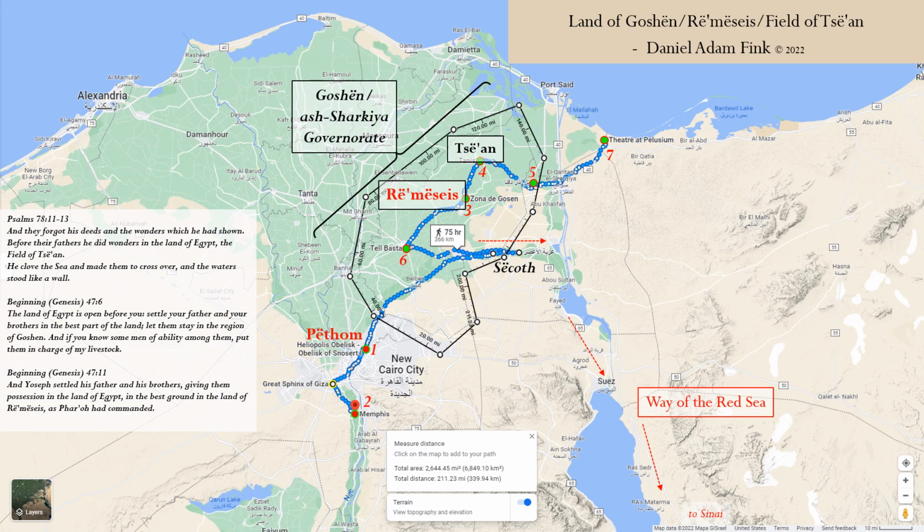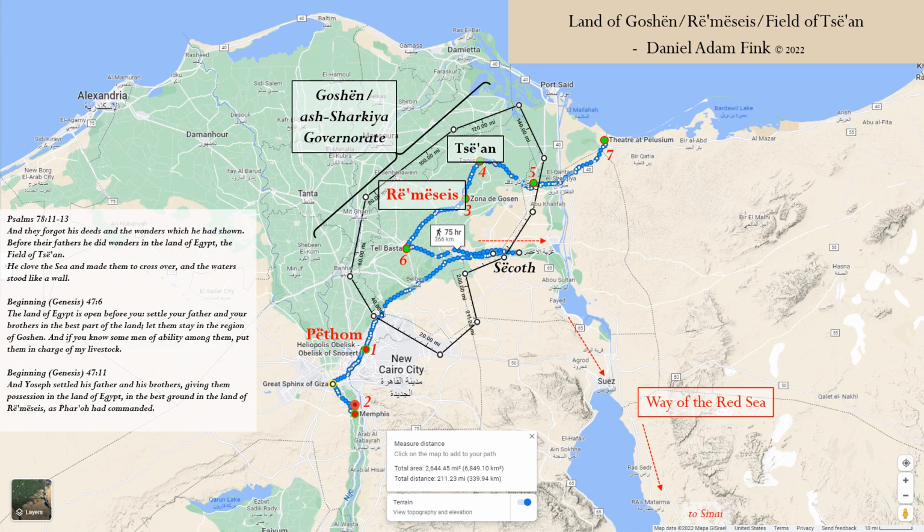the field of Saan. He clove the sea and made them to cross over, and the water stood like a wall. So this is referring directly to the Exodus, referring to the region where the Hebrews came from as the field of Saan. So at that point you know that is the land of Goshen. You also know that leaving Rameses does not mean one city or one spot, Rameses, because here it's called the field of Saan. These are two different cities.